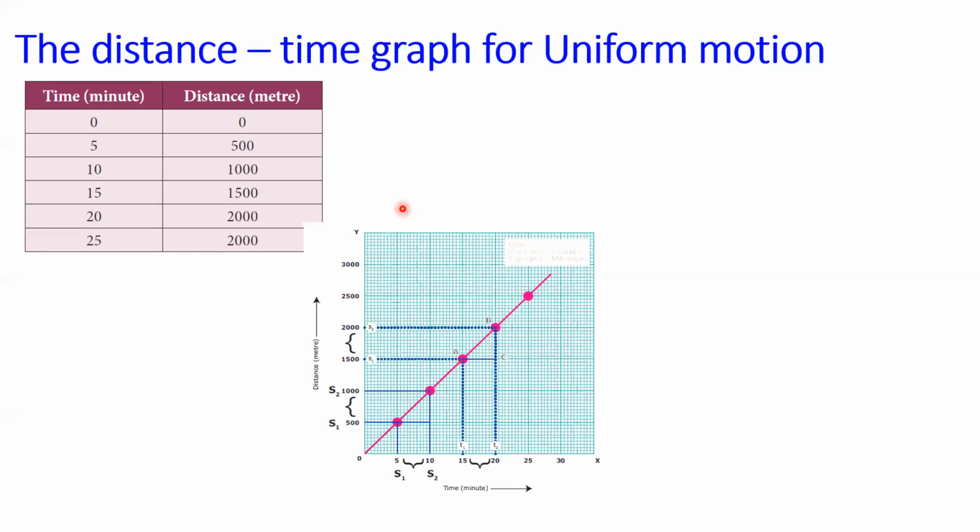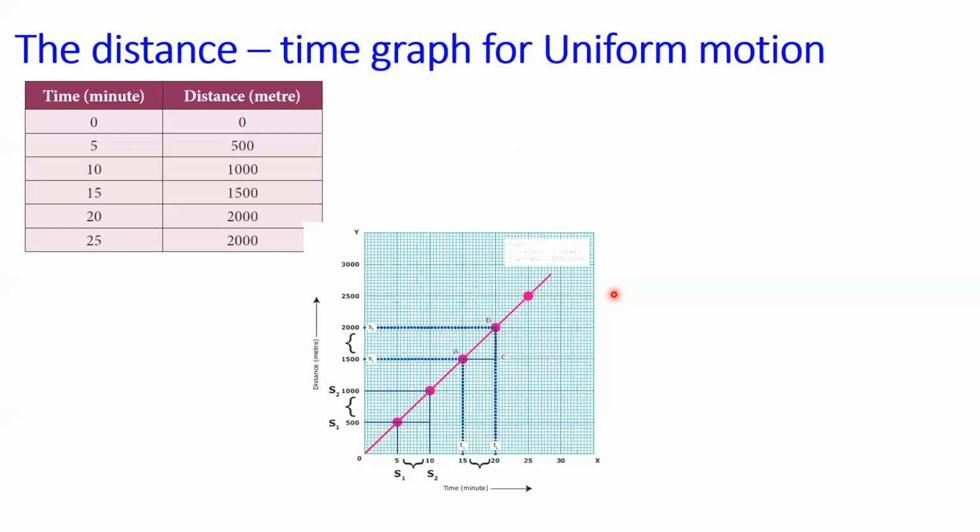Now we are going to plot the graph from the tabular column. First one is going to be 0, 0. And next one is 5, 500, 10, 1,000, 15, 1,500, and 20, 2,000. And for 25, in the tabular column you have to correct it as 2,500. When you join the points, you will get a straight line. The person covers equal distance in equal intervals of time.